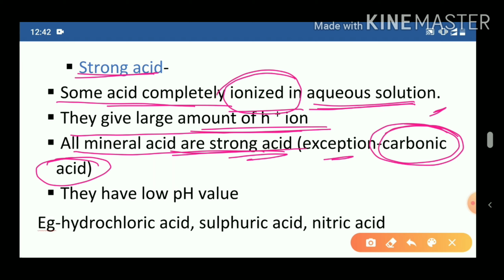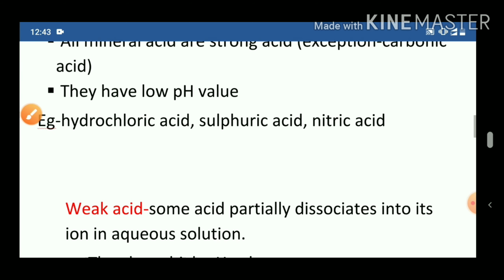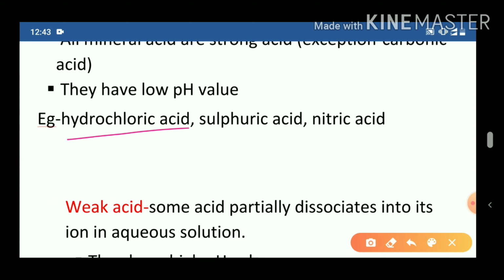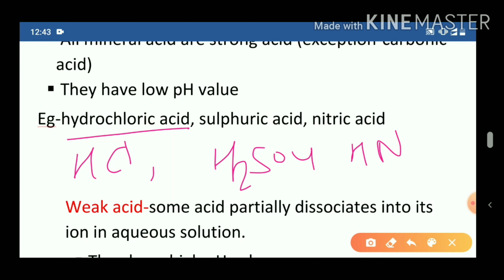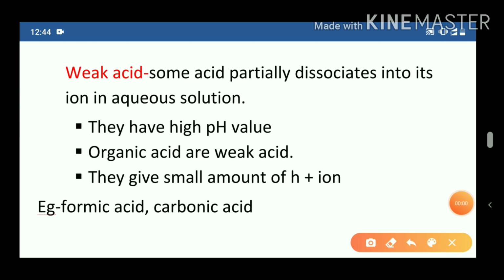write it down. The strong acids have lower pH. In pH scale, the acid which has a low value, that means it is very powerful. So strong acid always has lower pH value. Examples of strong acid: hydrochloric acid, HCl, sulfuric acid, and nitric acid. Next, now weak acid.